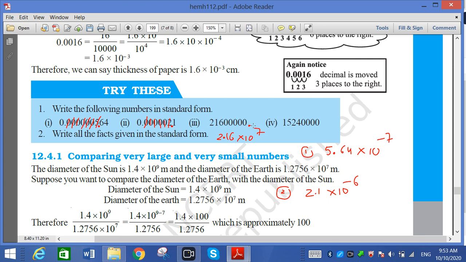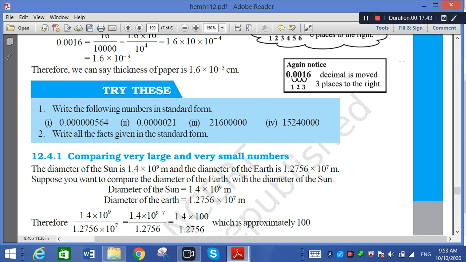So we have now completed exercise 12.2 easily, because only two exercises are there. One is 12.1 and another is 12.2.